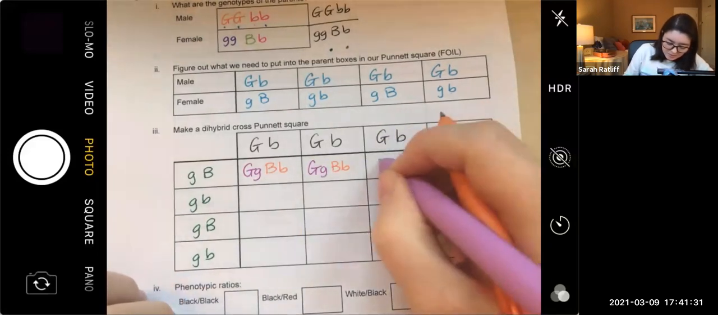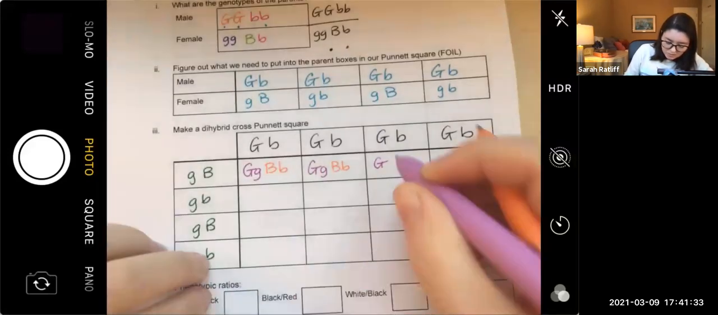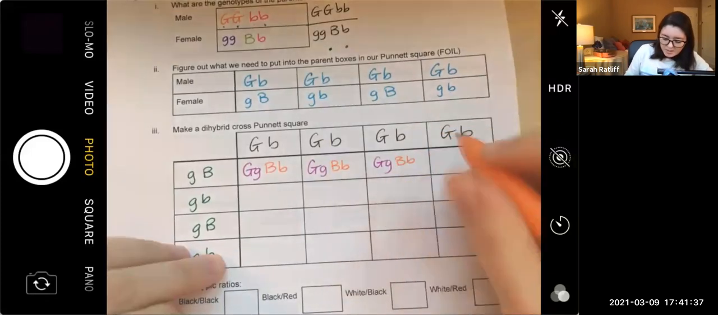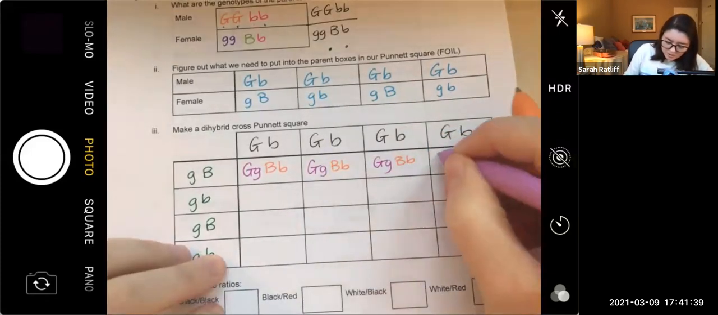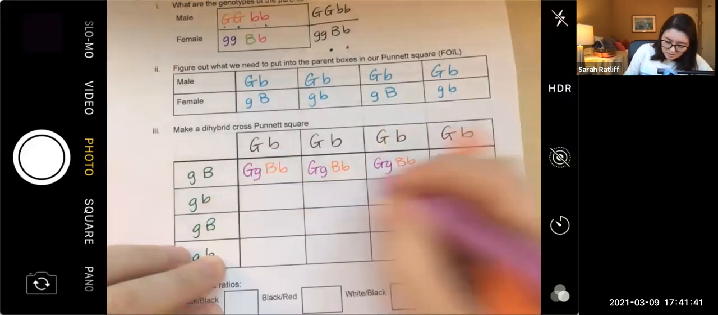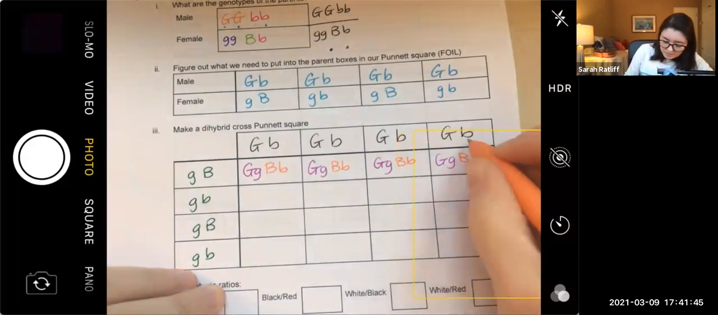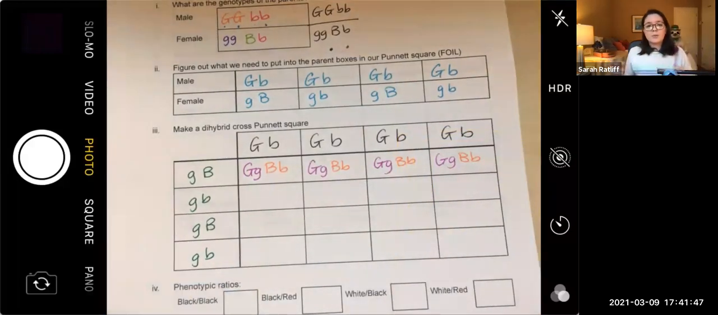All right, so we got a big G from dad, little g from mom, big B from mom, little b from dad. Big G from dad, little g from mom, big B from mom, little b from dad. Hey, we did it. We did our first row. Awesome.